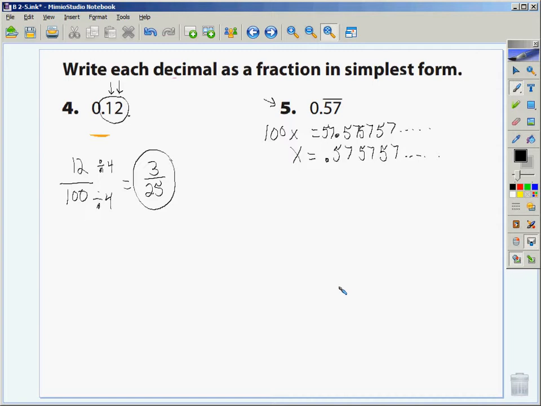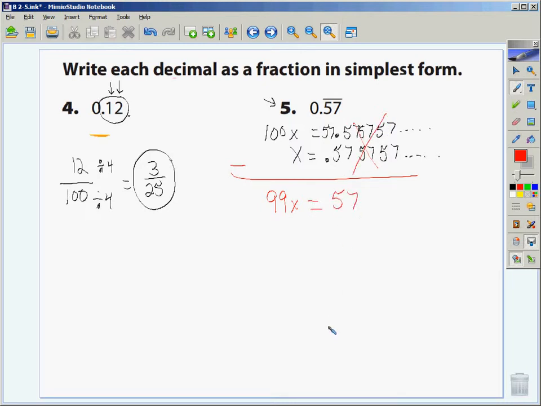Understand what I've done? The rest of it's easy. We're going to subtract. What's 100x minus x? 100x, take away 1x. 99x. If there was 100 x's and I took 1 x out of the group, there'd be 99 x's left, correct? What happens when I take 57.575757 forever and I subtract 0.575757 forever? What does it become? 57? It becomes 57. Everything behind the decimal goes away.